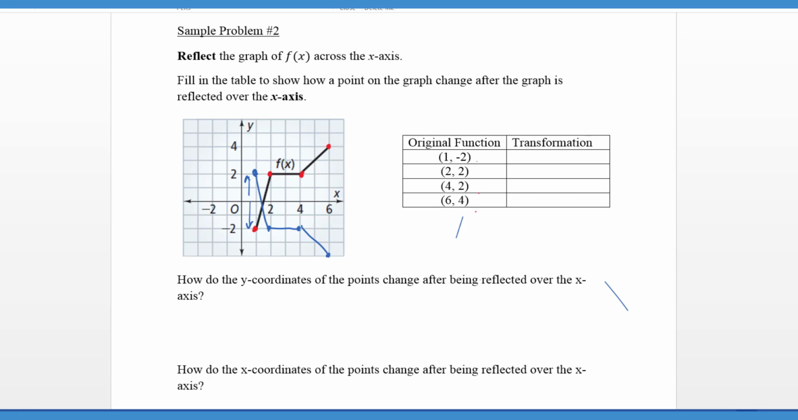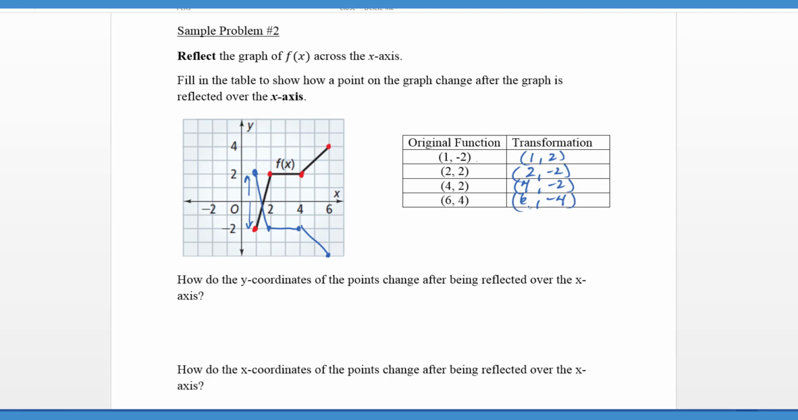Now, what I need to do is put that information in this table representing the transformation. So the first one is (1, 2). The next one is (2, -2). We have (4, -2), and (6, -4).